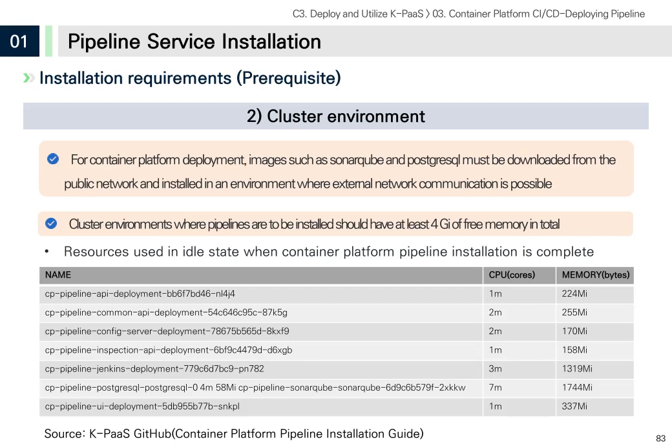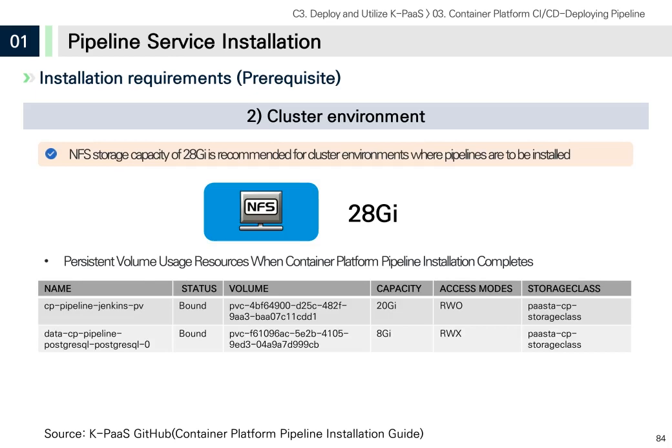In the table at the bottom of the book, you can see the amount of resources used in the idle state when the container platform pipeline installation is complete. And when the installation is complete, the persistent volume usage is about 28 GB, as shown in the table. Therefore, 28 GB of free NFS storage is recommended for the cluster environment where the container platform pipeline will be installed.